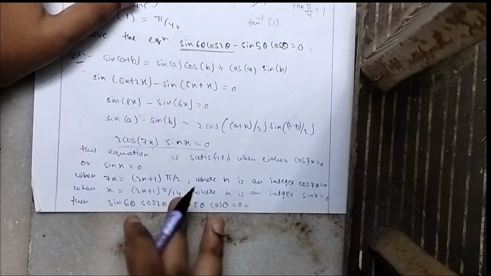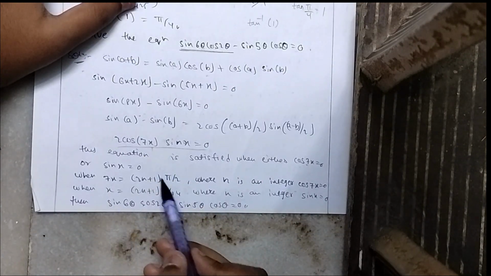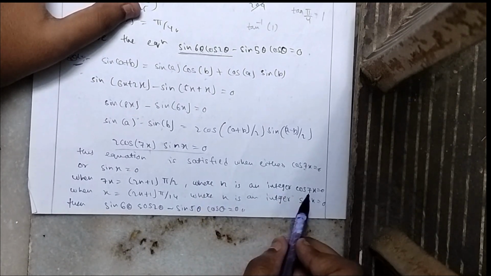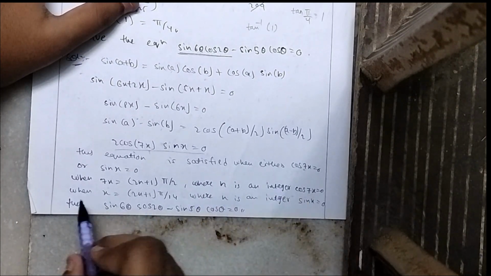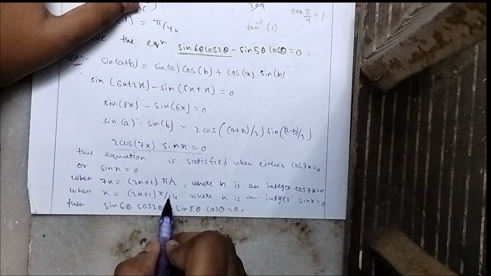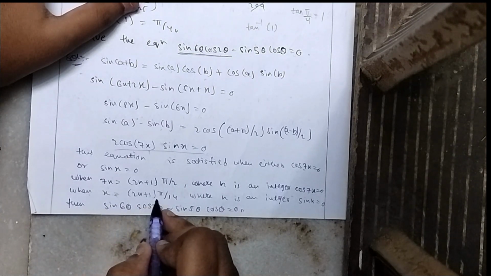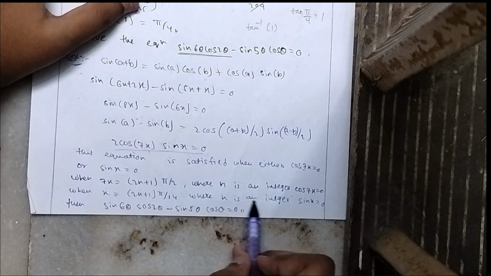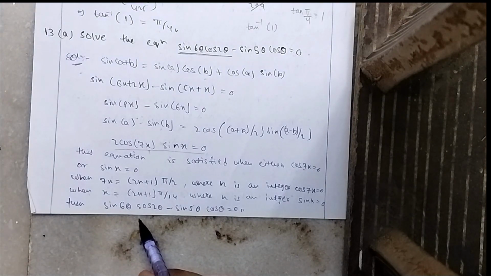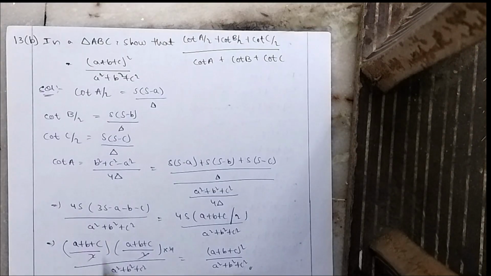So cos 7x equals to 0 when 7x equals 2n plus 1 into pi by 2, where n is an integer. So x equals 2n plus 1 into pi by 7 into 2, that means 14. So x equals 2n plus 1 into pi by 14, where n is an integer. And sin x equals to 0. So that means sin 6 theta into cos 2 theta minus sin 5 theta into cos theta equals to 0. Hence proved. So now moving on to the next question.